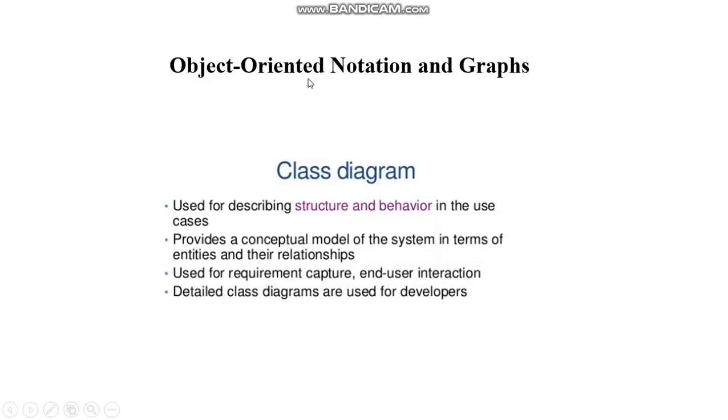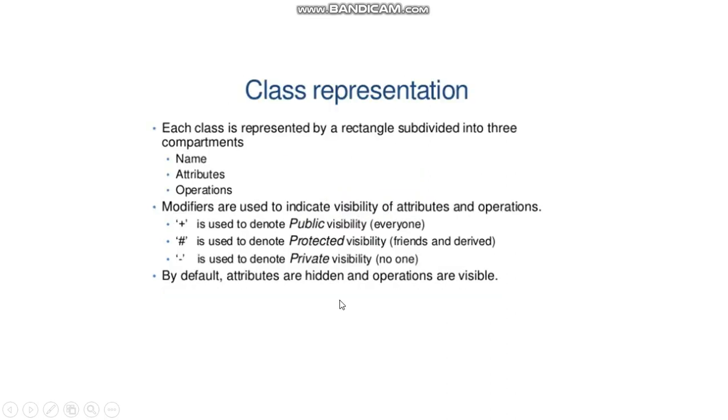The next one is object-oriented notation and graphs. The various diagrams include the class diagram. First of all, this class diagram is used to describe the structure and behavior, and also we represent the relationships. The symbol used to represent the class is a rectangle that is divided into three parts. The first part of that rectangle specifies the name of the particular class. In the second part, the set of attributes can be given, and in the third part, the member functions can be represented. And some modifiers.